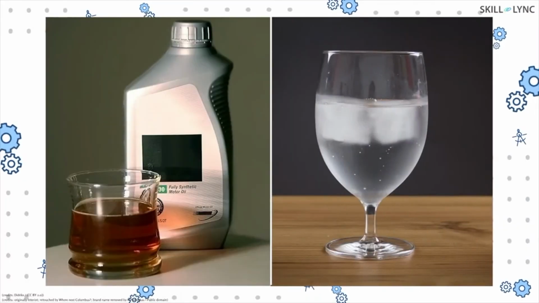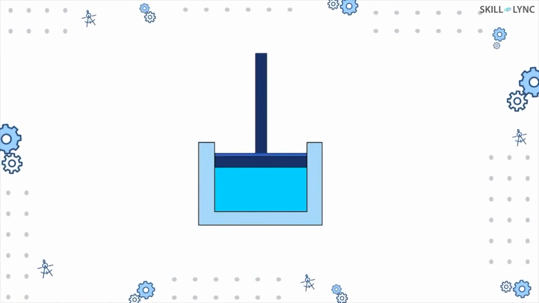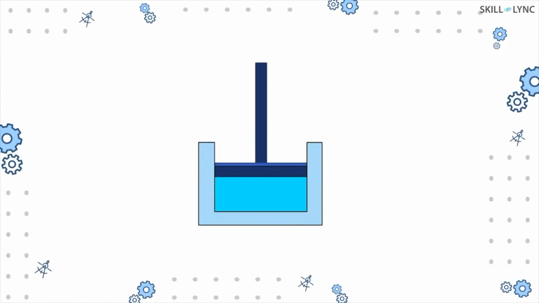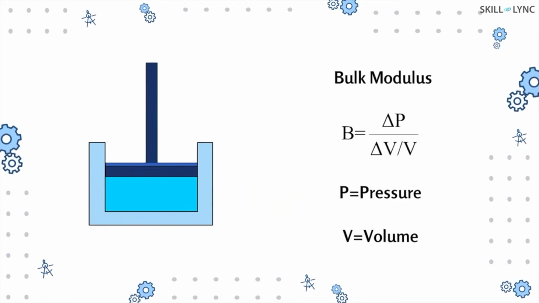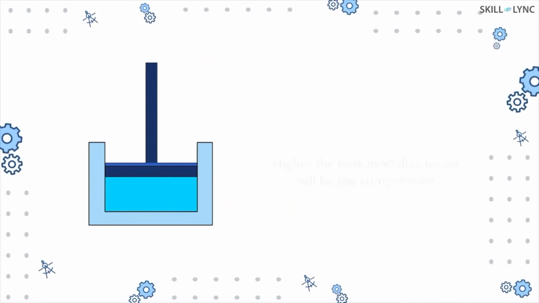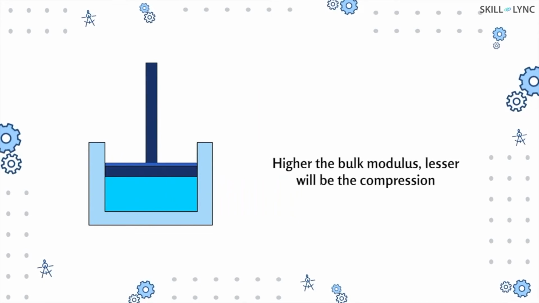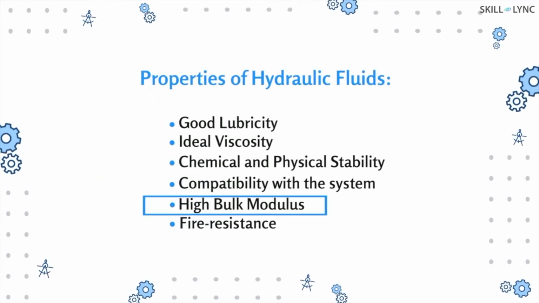As we have seen in our previous videos on fluid power, most liquids like oil or water are considered incompressible. Although, in practice, all materials are compressible to a certain extent. The bulk modulus of a liquid is the measure of compression with an increase in pressure. A material with high bulk modulus will undergo lesser compression as compared to a material with low bulk modulus. Therefore, the hydraulic fluid must have high bulk modulus for proper working.